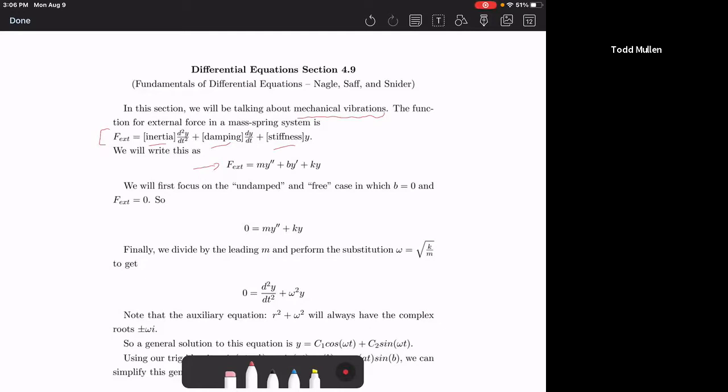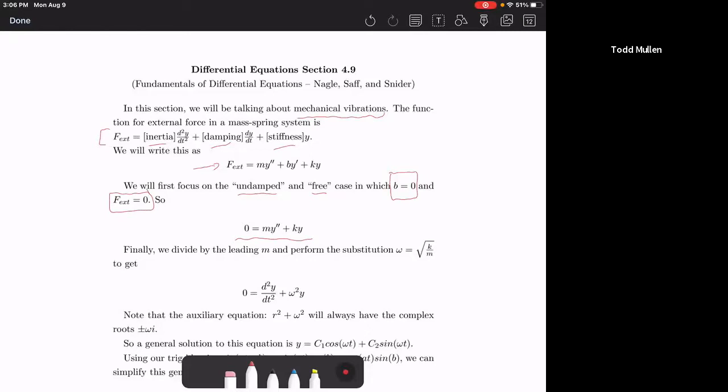We are first going to focus on the undamped and free case. So undamped means this damping constant is just 0, and free means there is 0 external force. So this greatly simplifies things. We're now just looking at 0 is equal to our inertia times the second derivative of y, plus the stiffness times y.